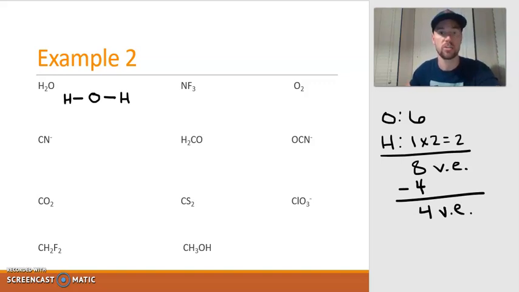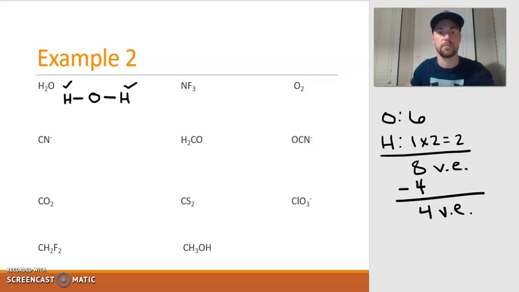Step 4 tells me to complete the octet of my terminal atoms first. Well, hydrogen, how many electrons does hydrogen feel around it? Remember, there are 2 electrons here, and hydrogen feels both those electrons. So hydrogen's happy, because remember, hydrogen is okay with 2 electrons. So we don't have to do anything.